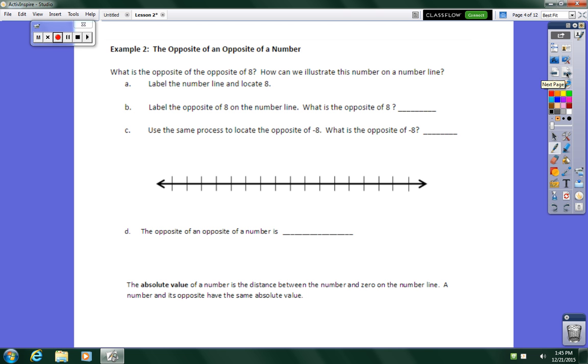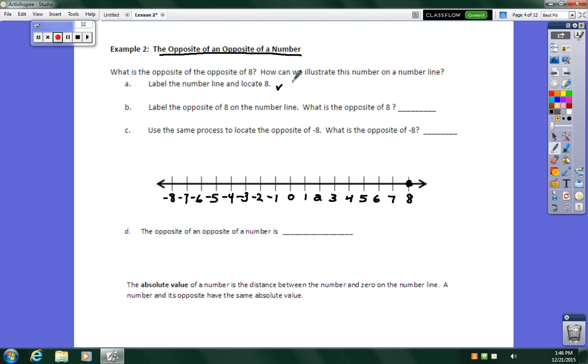Example 2, the opposite of an opposite of a number. That's a mouthful. What is the opposite of 8? How can we illustrate this number on a number line? Okay, so we're going to walk through a couple of steps. I'm going to put 0 here, and I'm going to number my number line up to positive 8, and then I'm going to number it this way. This is a good review of yesterday's lesson. 1 down is negative 1, negative 2, 3 down, negative 3, 4, negative 4, negative 5, negative 6, negative 7, negative 8.